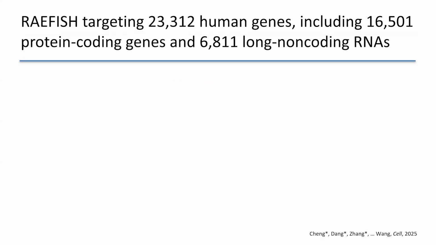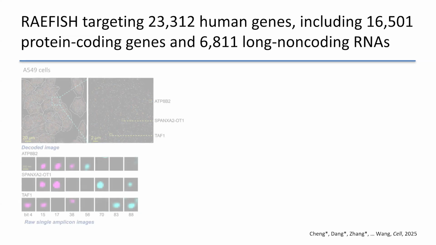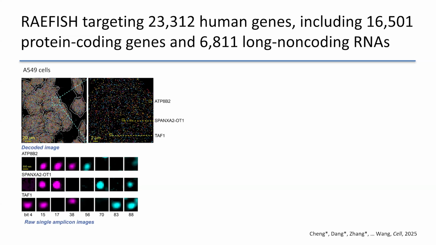Does this work in cells? Here we first designed a RAEFISH probe library targeting 23,000 human genes, including nearly the entire protein-coding transcriptome and 7,000 long non-coding RNAs. We performed RAEFISH with this library in A549 human cancer cell line, and here each individual dot is an RNA molecule, and we can decode their gene identity.